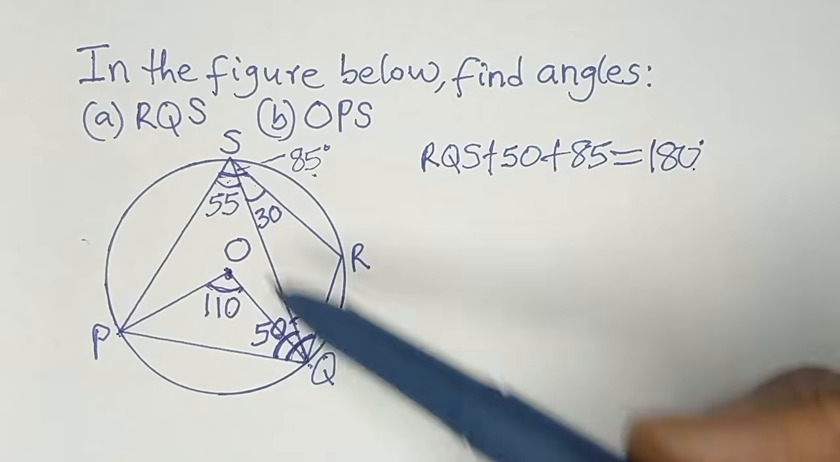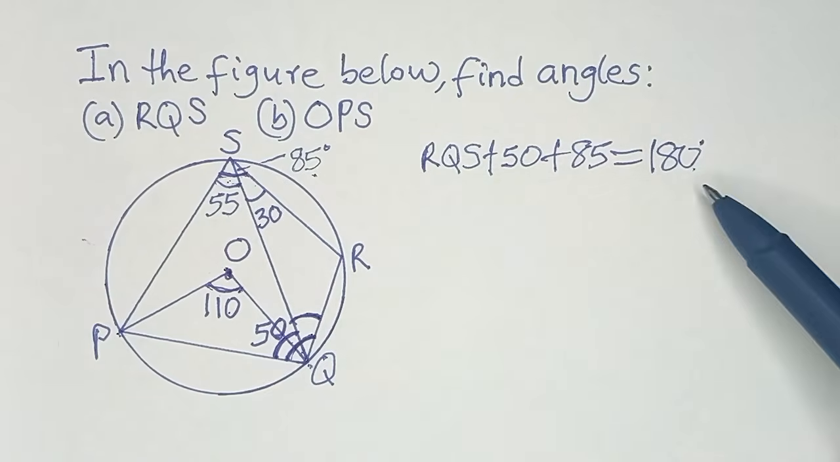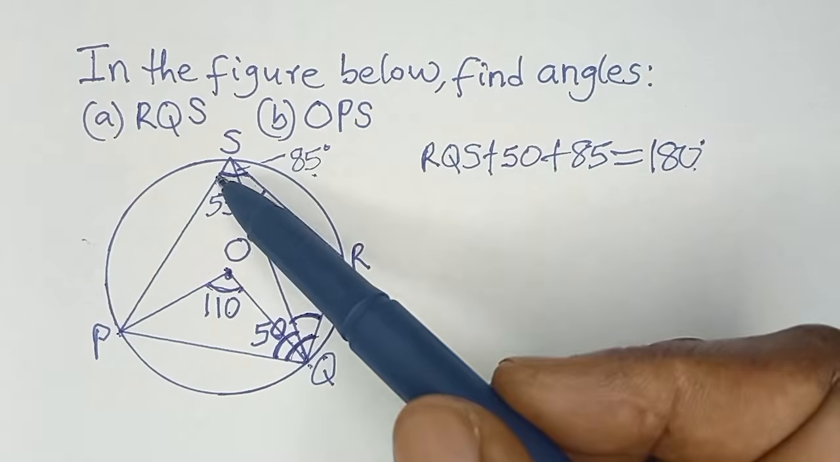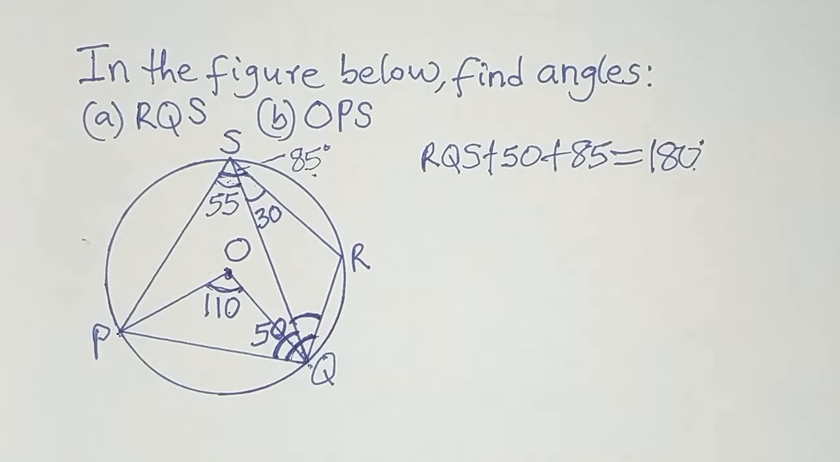It means when you add the opposite angles together, just as we have added the two opposite angles now, it's giving us 180. Don't forget, the whole of this angle is adding these two together, and the whole of this angle is 85 that we have. So everything should be 180.